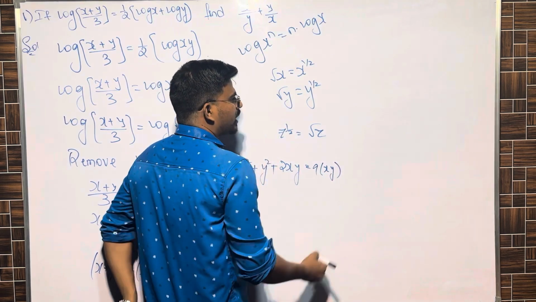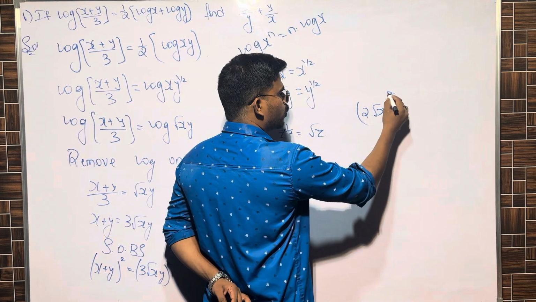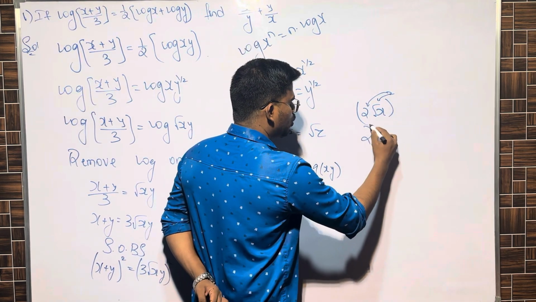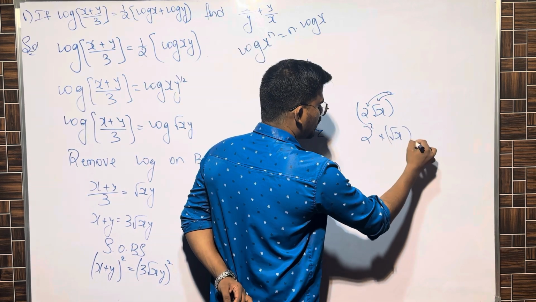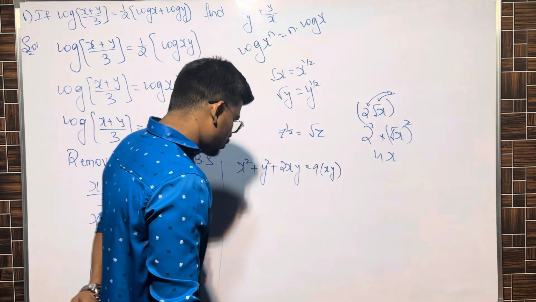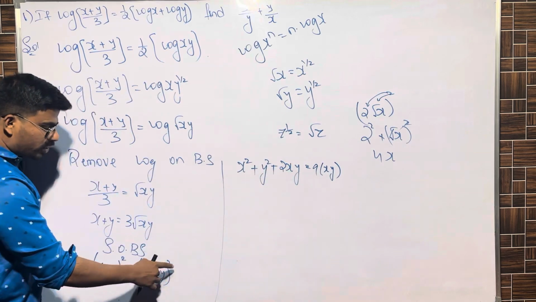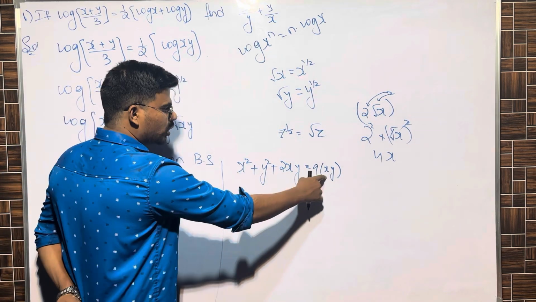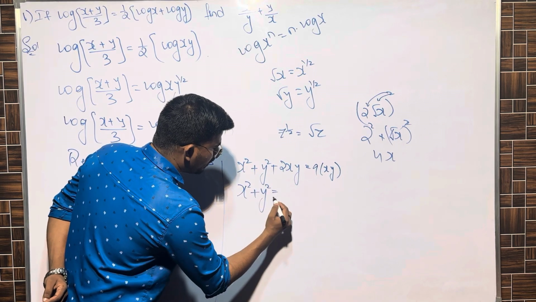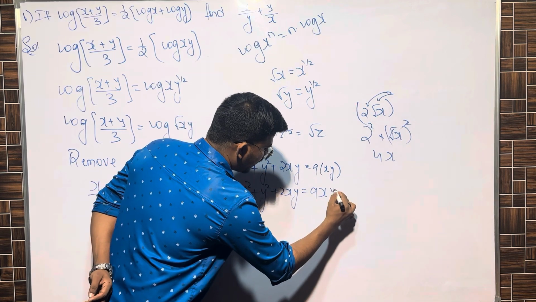9 into xy, 9xy. Example, if I have (2 root x) whole square, 2 square should be given to this 2 as well, and power 2 should be given to root x as well. It will become 2 square into (root x) whole square. 2 square is nothing but 4. Square and root get cancelled, x. 4 into x, 4x. So the same way, (3 root xy), square should be given to 3, which is 9. Square should be given to root xy, which is xy. 9 into xy, 9xy. So now x square plus y square plus 2xy is equal to 9xy plus 2xy.